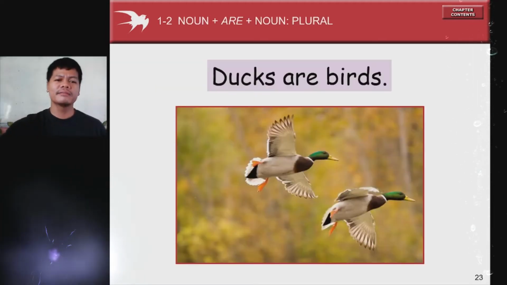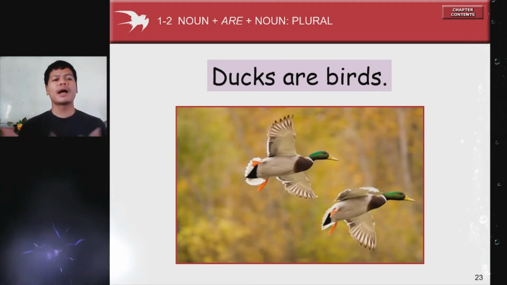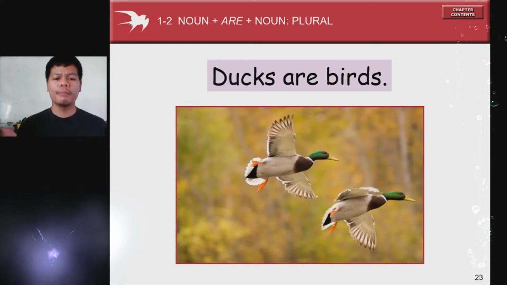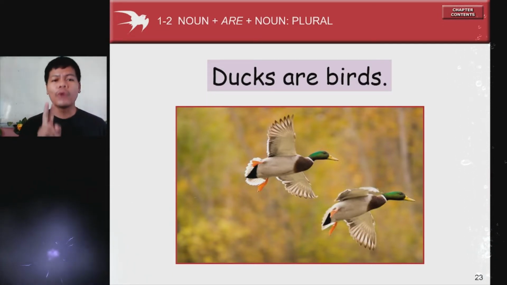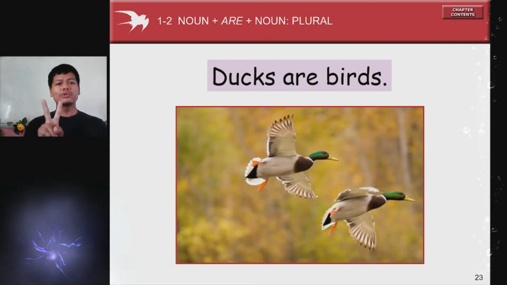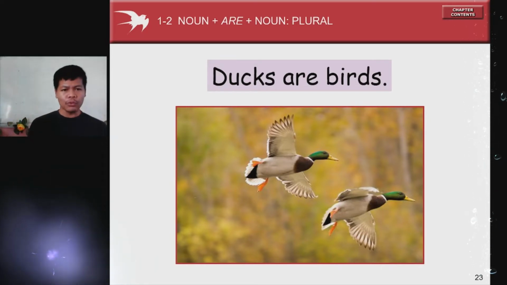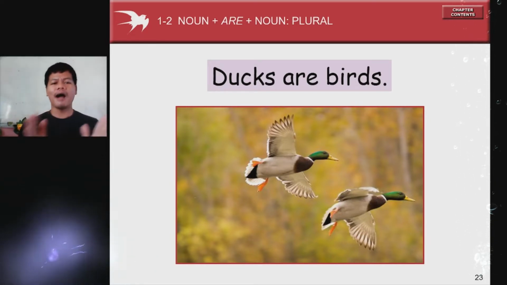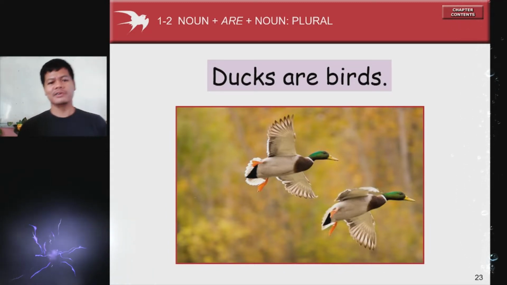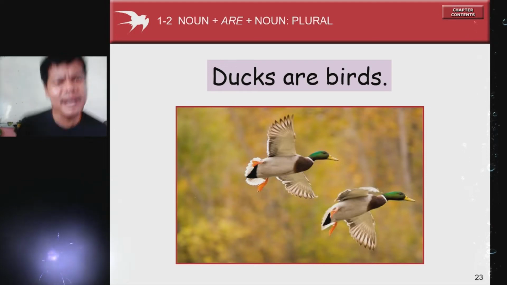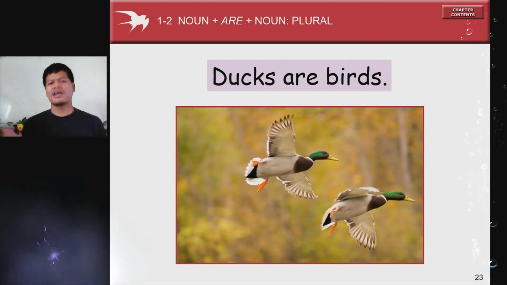Okay, let's start. It is a one, and two, now plus now equals plural. Do you know plural? Plurals are more than one. Two, 3, 4, 5, 6, 7, million, billion. This is plural. Okay. Ducks are birds. Do you know ducks? Oh, a duck is a bird. Yeah, because ducks are birds.